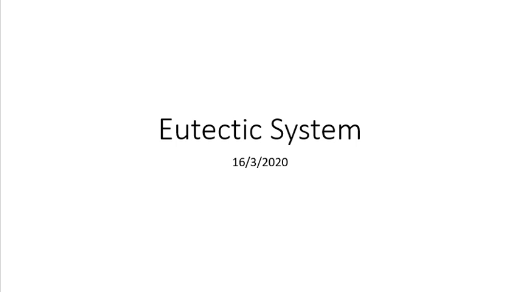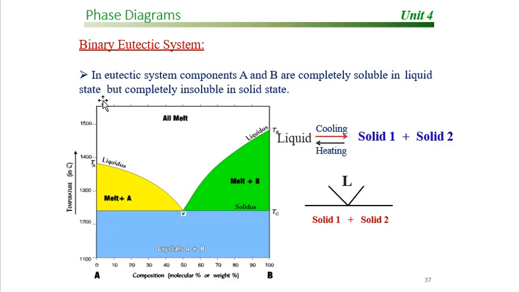Now we are going to discuss the eutectic system today. In the eutectic system, as mentioned in the syllabus also, we will be having the lead and tin system. So this is the phase diagram for the lead and tin system, and right now we are seeing one general diagram.